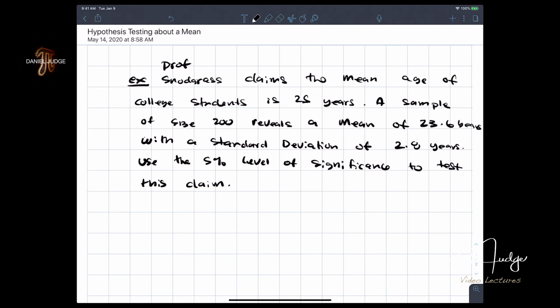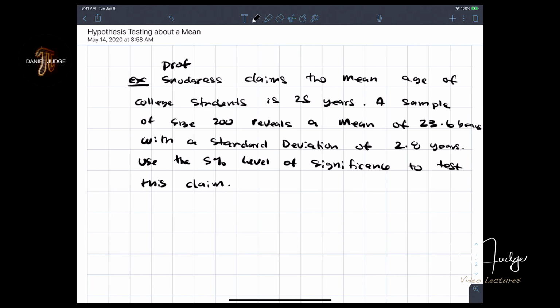I'll give you guys a few seconds here to write this example down for yourselves. So here's going to be your first hypothesis testing question. It's going to be about a mean. We'll give you a few seconds to write that down. All right, let's go through the details.